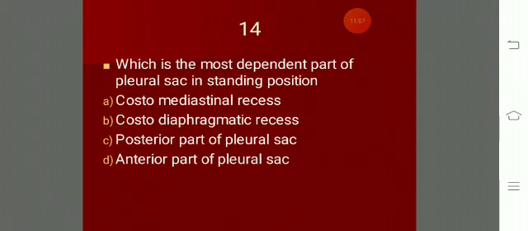Last question. Which is the most dependent part of the pleural sac in standing position? And that is the costodiaphragmatic recess. I think we have already shown you a figure on costodiaphragmatic recess. That is the most dependent position, and some applied importance of that you should know. That is the first region where you get the pleural effusion. The pleural fluid will be accumulating in effusion.